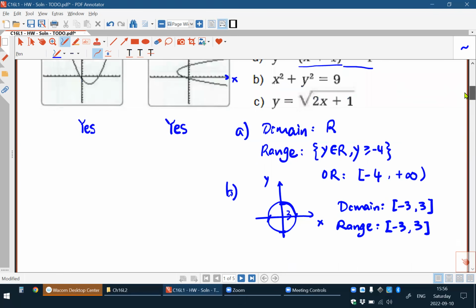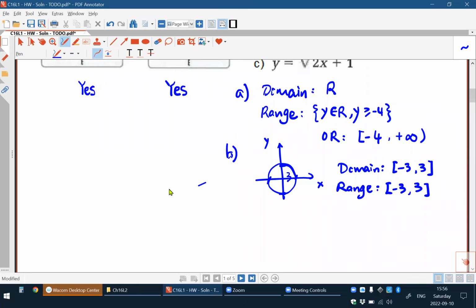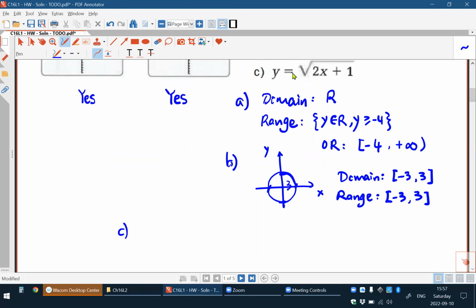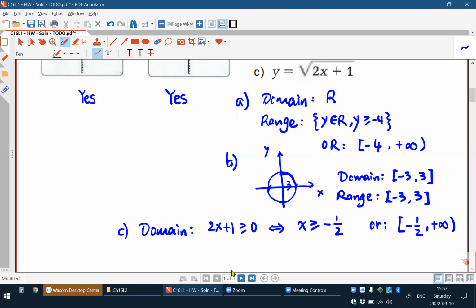Okay, third one. What is the domain? Any restrictions on x? When you have a square root symbol here, there should be some constraint, right? So how can we find the domain? Domain is any value of x that makes this expression greater than or equal to 0, right? Which is equivalent to x greater than or equal to -1/2, right? Or sometimes you can write it like this, from -1/2 to positive infinity, inclusive.